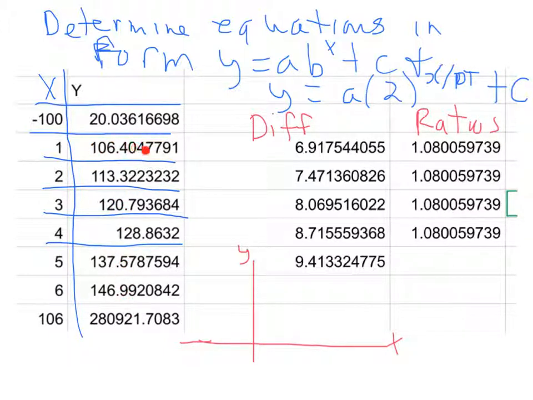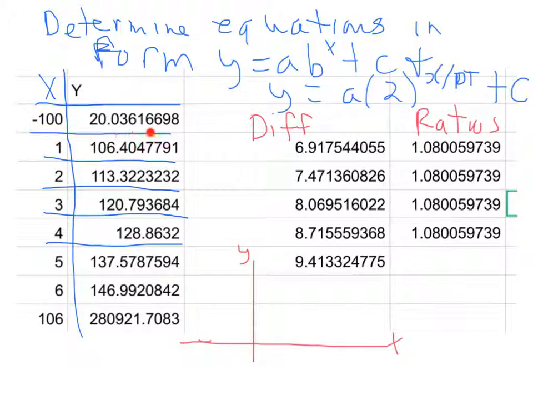Another thing I might do is take a look at these values and just make a really rough sketch. So if this is, again, money growing, after 1 year I had $106. After 2 years I had $113, and so on. 3 years, $120.79. 100 years ago, theoretically, I had $20.